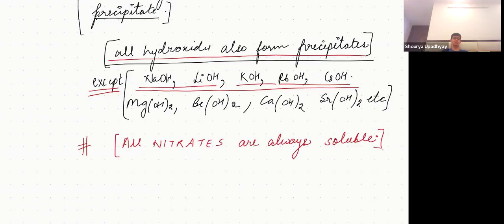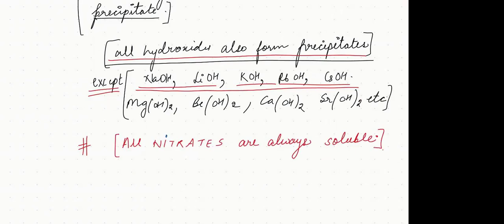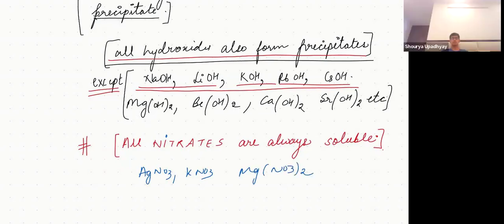Right. So this is the concept. All nitrates are always soluble. Let's suppose if you say AgNO3, KNO3, right? Mg(NO3)2. No matter what nitrate you take, all of them are always soluble.